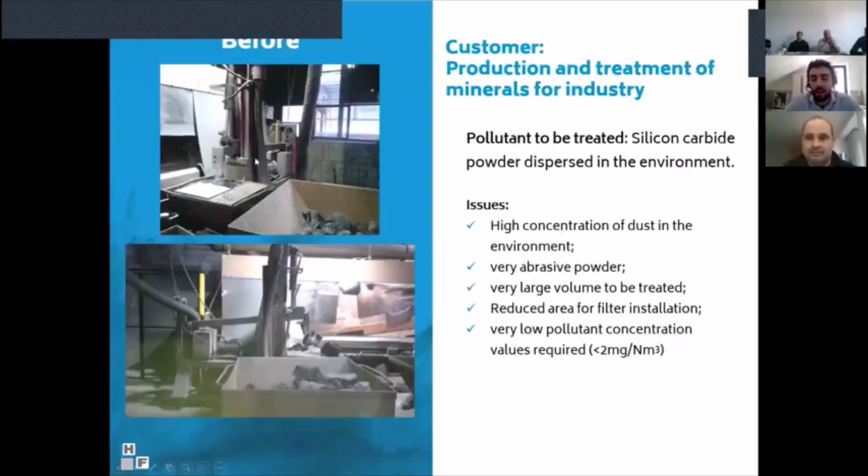An extremely abrasive powder, because silicon carbide is used, for example, in machine tools to work the steel, so it's very, very abrasive. A very big volume to be treated. We will see a video after. A very small area for the filter installation, and at the end, very low pollutant concentration values required by the customer. He asked for less than 2 milligrams per normal cubic meter at the chimney.